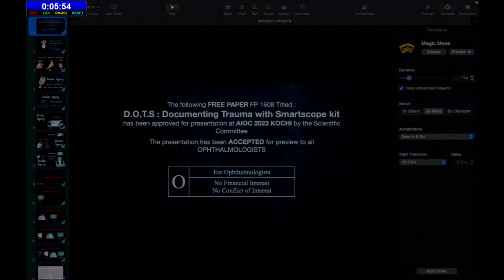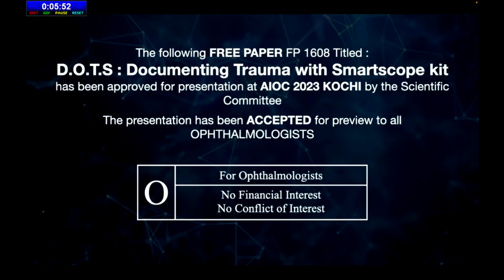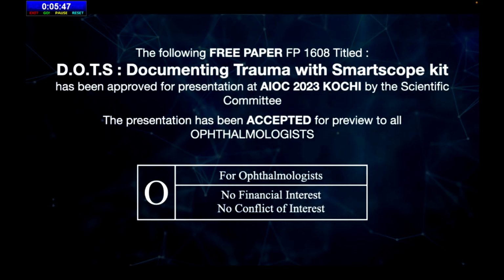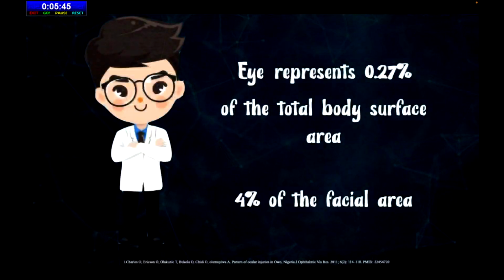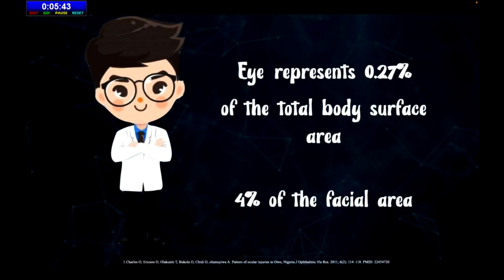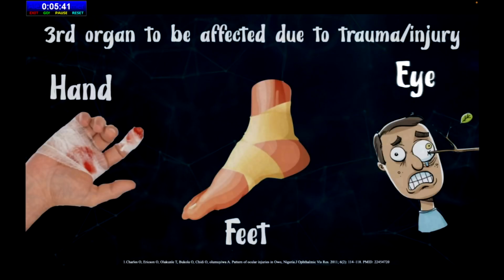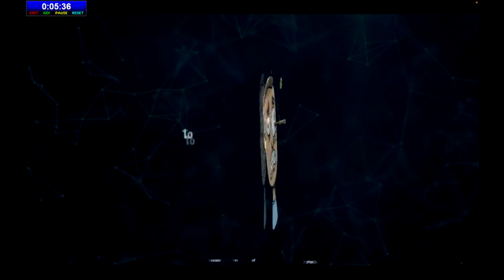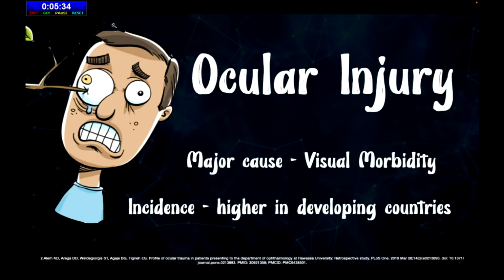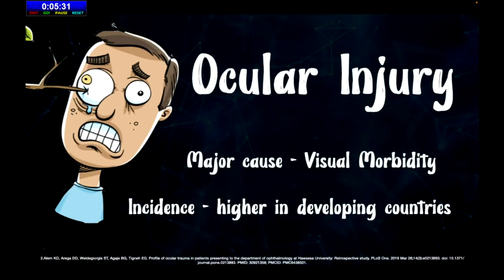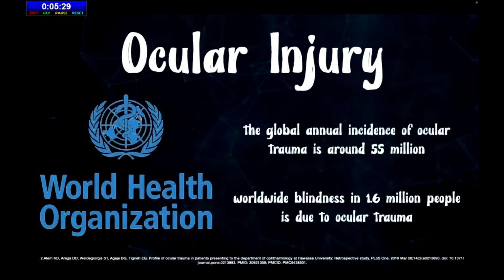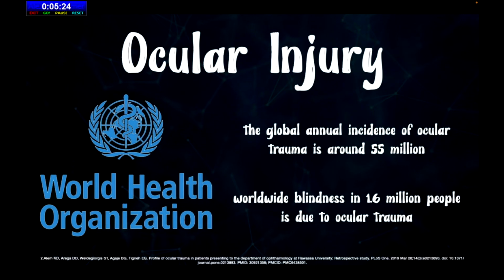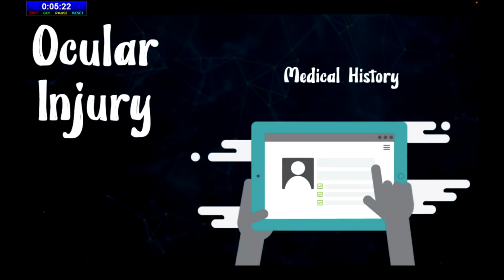So I'll be talking about documentation of trauma with Smart Scope Kit. We have already seen how Smart Scope Kit is used in patient screening for the outreach programs. Here we will see how the eye represents 0.27% of the whole body surface area, but still it's the third most affected organ, and it becomes a very major cause of visual morbidity, and the incidence is higher in the developing countries. The global annual incidence given by WHO is 55 million trauma cases, with 16 million going blind.